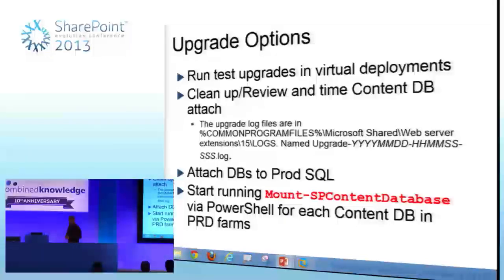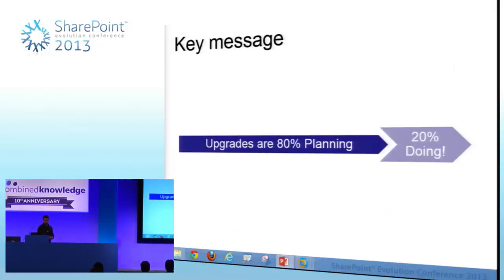I might actually jump into my VM to show how that process works. So the key message is that with upgrades, 80% of it is planning and understanding where you're at, and then 20% is actually doing the work. But that 20% might actually cost you more than the 80% of planning. So just bear that in mind.